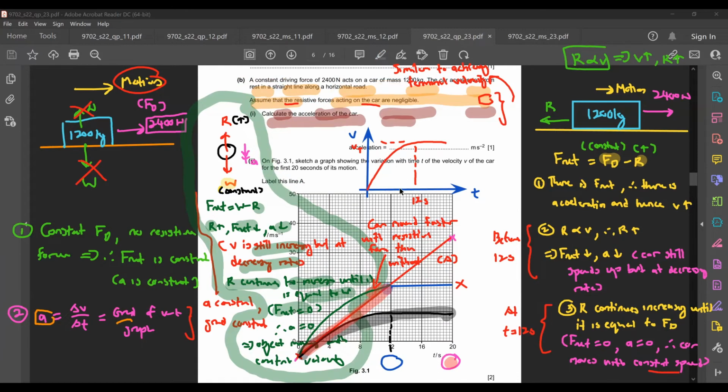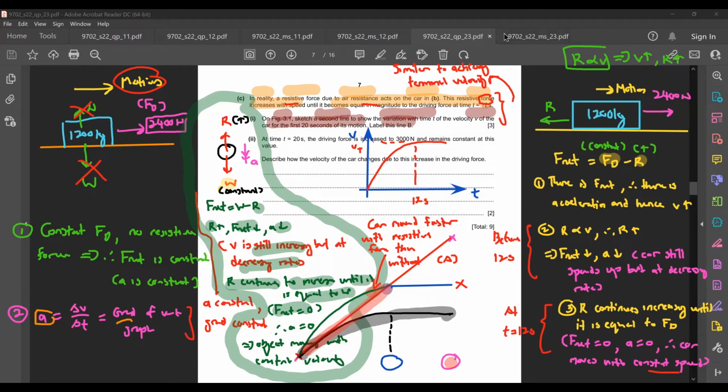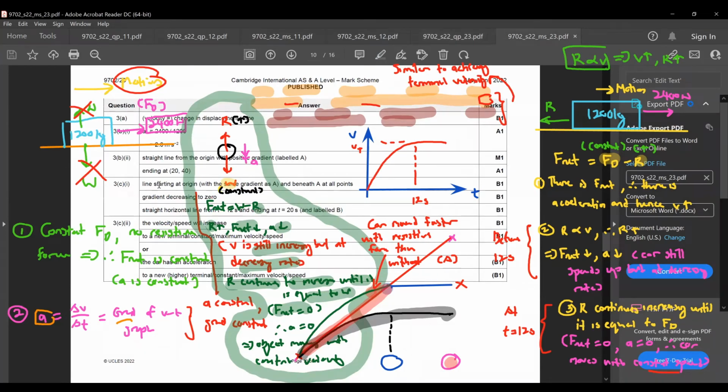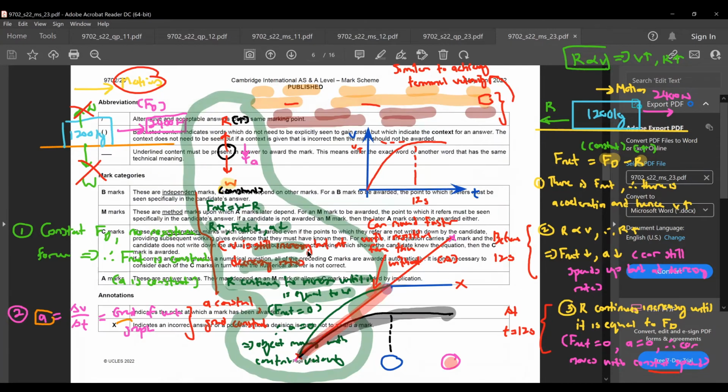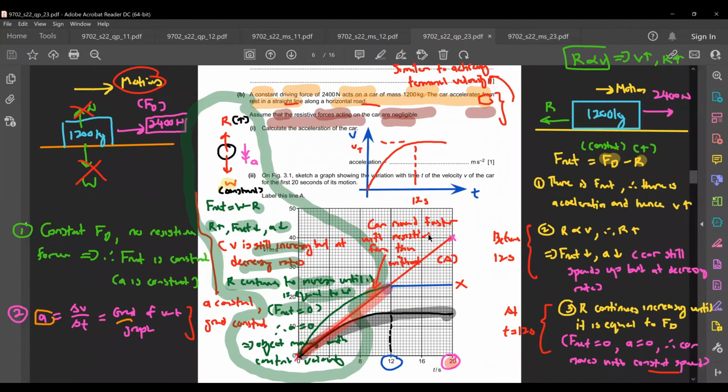Yeah, this question has quite a lot of things to take into account. If you look at the wording in the marking scheme, they say line starting from origin with the same gradient as A and beneath A at all points, then the gradient is decreasing to 0, and then a straight horizontal line at 12 seconds, ending at 20 seconds. And label this line B. So it's basically this black colored line right over here. This line is B.